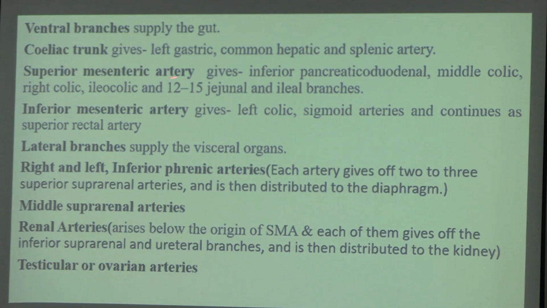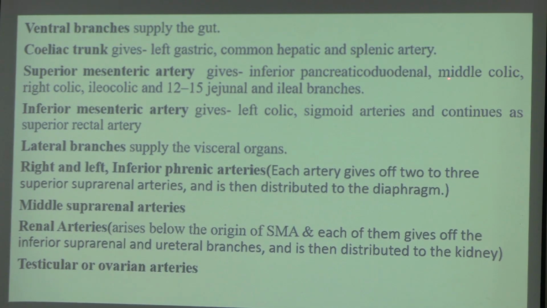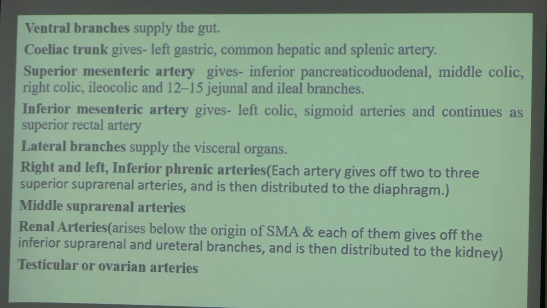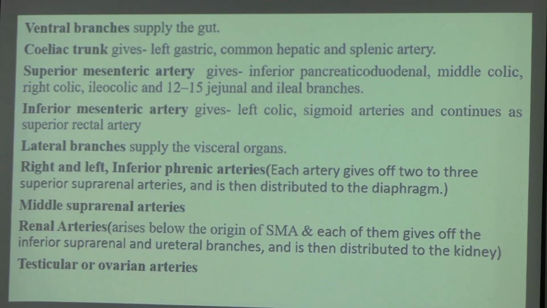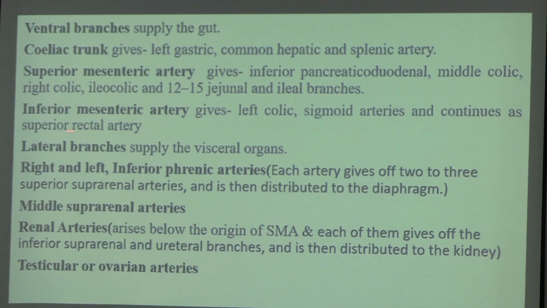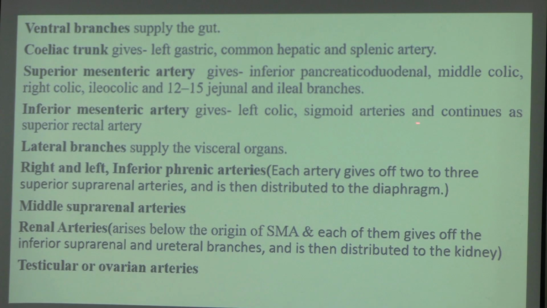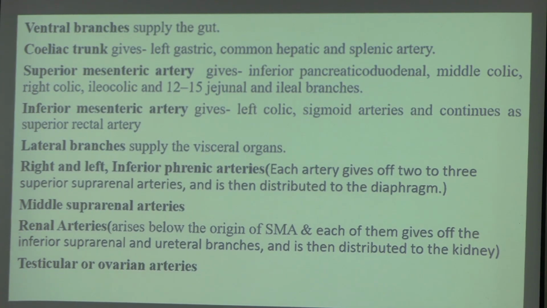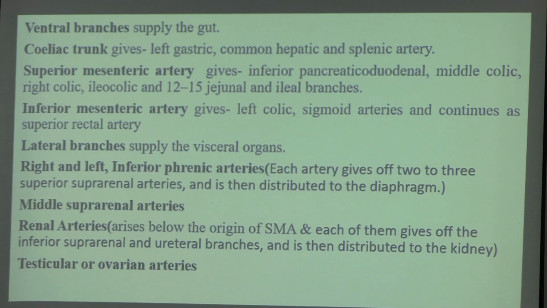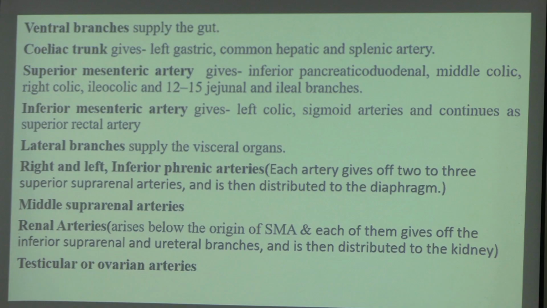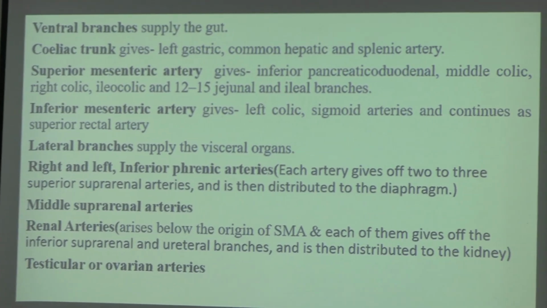Next, the superior mesenteric artery. As you can see, these are the various branches: superior and inferior pancreaticoduodenal, middle colic, jejunal and ileal branches. So up to some part of the transverse colon is supplied by this superior mesenteric artery. Next, the inferior mesenteric artery supplies, as you can see, the left colic, sigmoid arteries and superior rectal artery. That means most of the part distal to the transverse colon, the entire part of the GIT, is supplied by this inferior mesenteric artery.